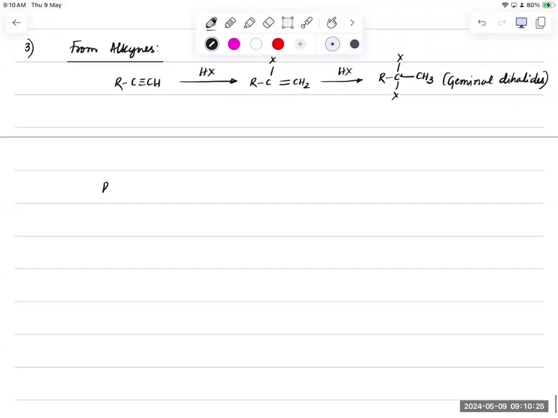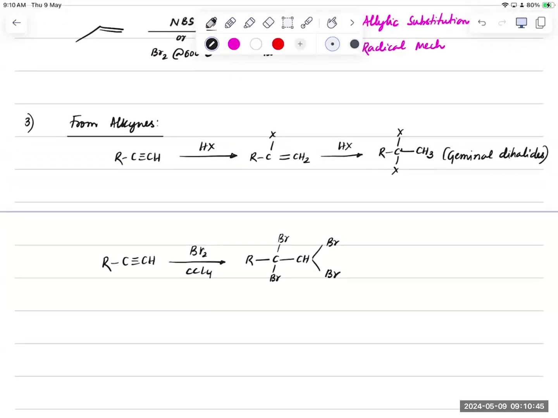Similarly, if you have RC triple bond CH in the presence of Br2 in CCl4, all the bromine will get added on both the carbons here, like this: CH, Br and Br. So bromine will get added on both sides. Okay.